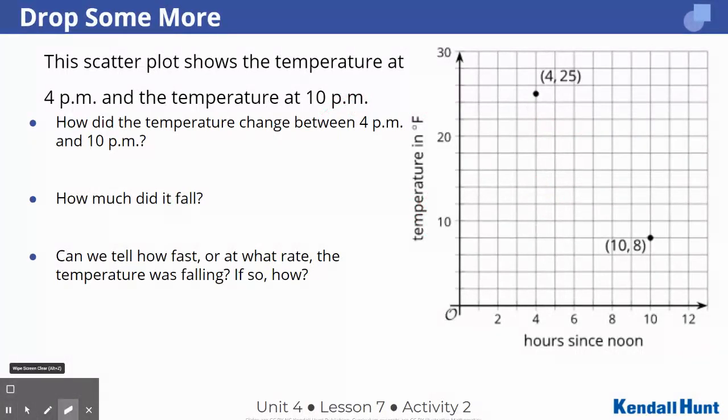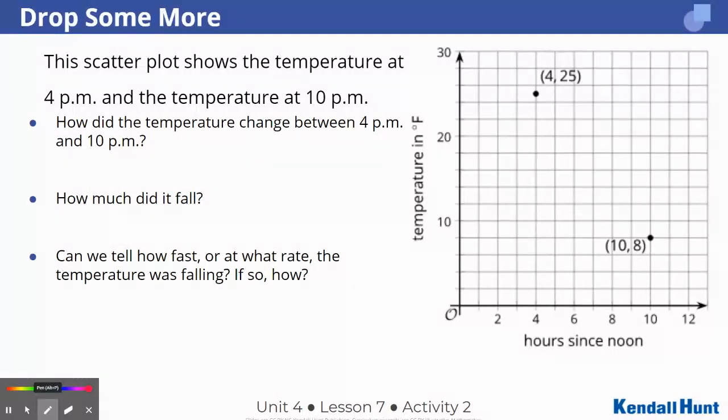So looking at this graph, you can see we have 2 points plotted here, (4, 25), and this tells us that at 4 p.m. the temperature was 25 degrees. And then (10, 8) tells us that at 10 p.m., or 10 hours past noon, the temperature was 8 degrees. So how is the temperature changing between 4 and 10?